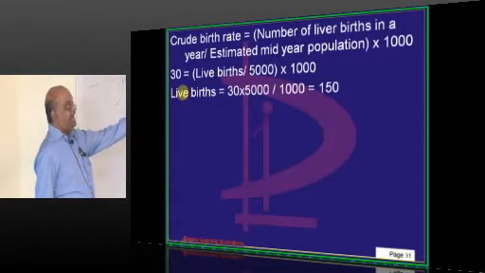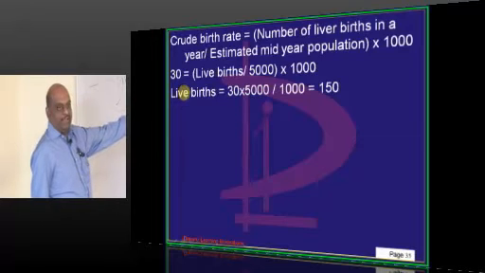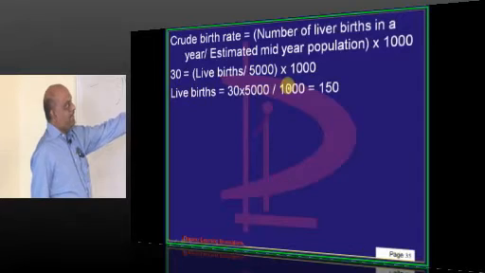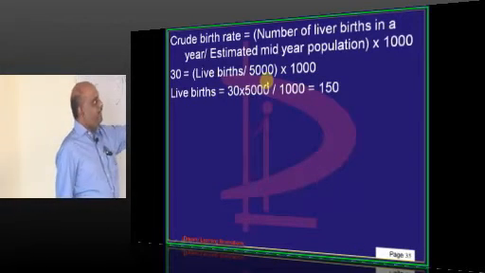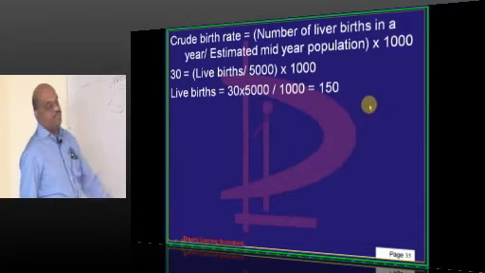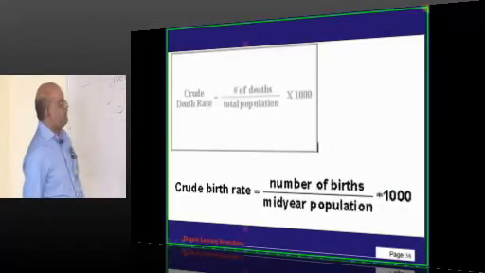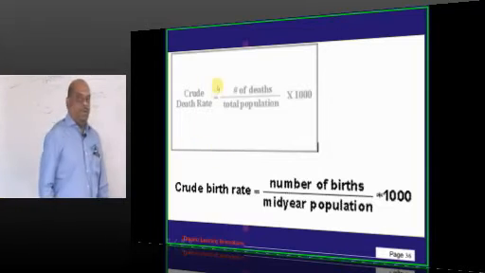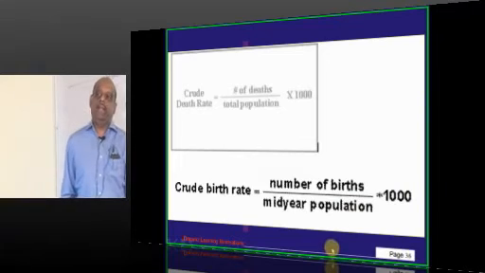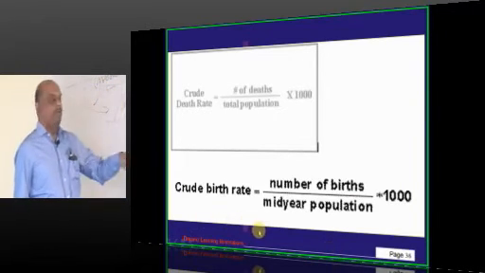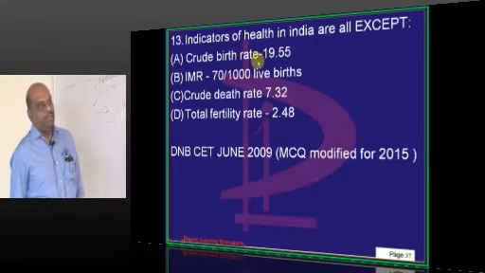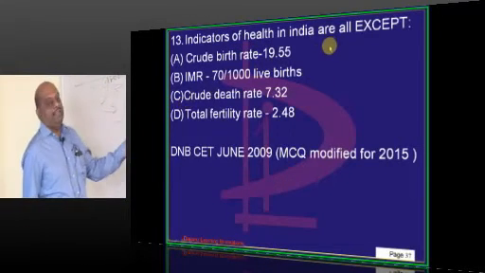So 30 is what the crude birth rate. So 30 is equal to live births divided by 5,000 into 1,000. So live births is equal to 30 into 5,000 divided by 1,000. That is equal to 150 is what you need to basically remember. So what is crude birth rate, doctor? It is number of births divided by, what is the denominator? Please don't forget. It is a mid-year population into 1,000 will give you the crude birth rate is what need to be remembered. Now what are the indicators of the health in India?